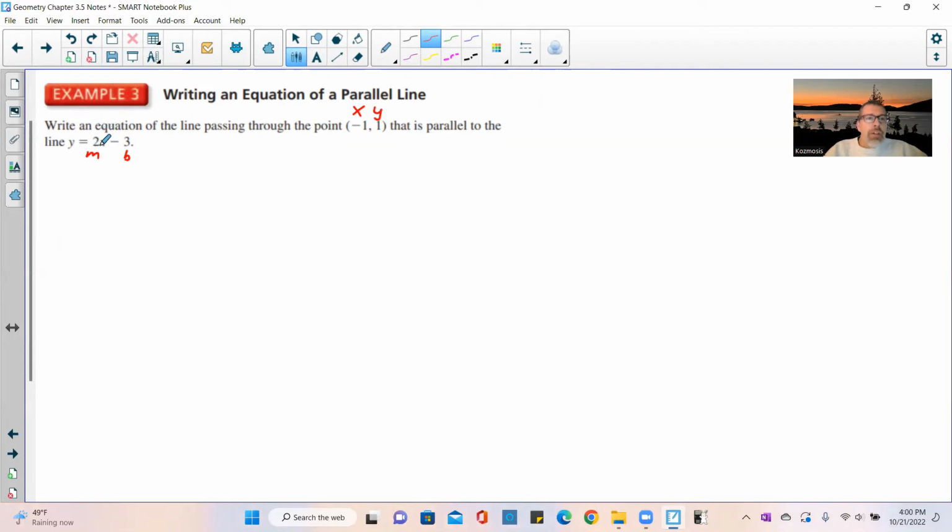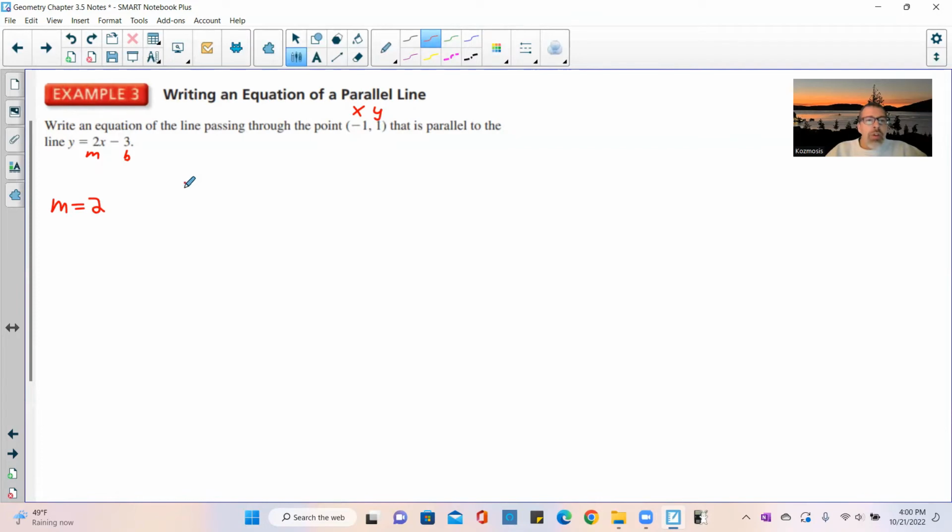Their slopes are equal. So in my equation that I'm going to create for this example 3, we still have a slope of 2. In order for them to be parallel but not coincident, I don't want the same y-intercept, I want a different y-intercept. So all I need to do is find the y-intercept of the line that has a slope of 2 going through this point -1, 1.